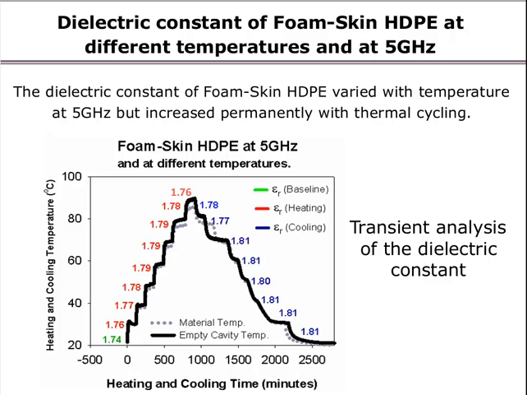As the material was heated in the oven, the heating of the dielectric at 30 degrees C caused the dielectric constant of the material to increase from its baseline value of 1.74 to 1.76. The dielectric constant initially increased, then decreased at about 85 degrees C. Moreover, when the temperature of the oven was turned off, the dielectric constant began to increase again. It can be seen clearly in this result that the dielectric constant of the Foamed-Skin high-density polyethylene varied with temperature at 5 gigahertz. However, the dielectric constant increased permanently with thermocycling.